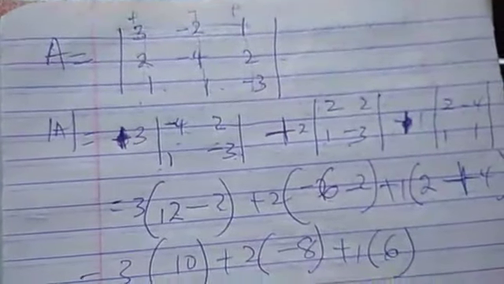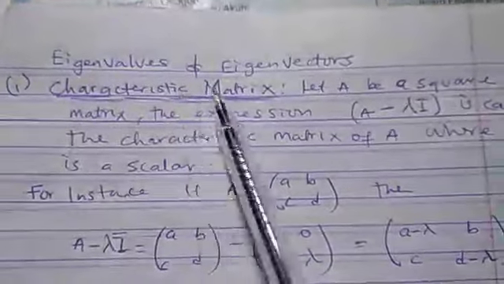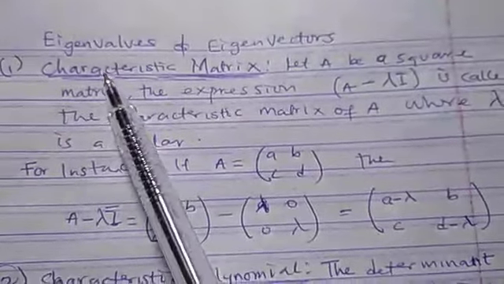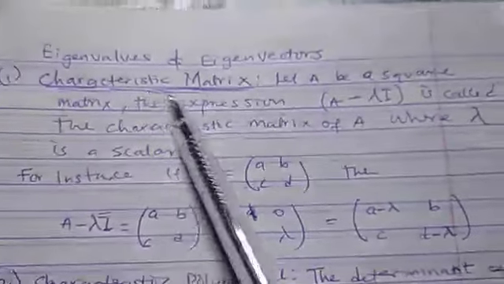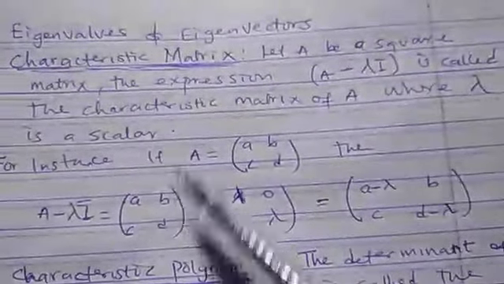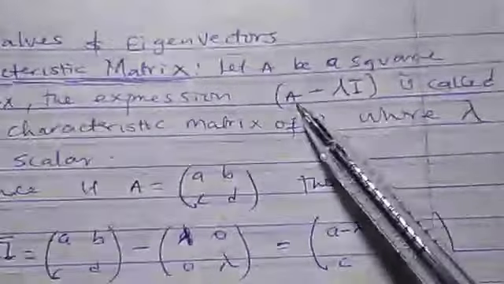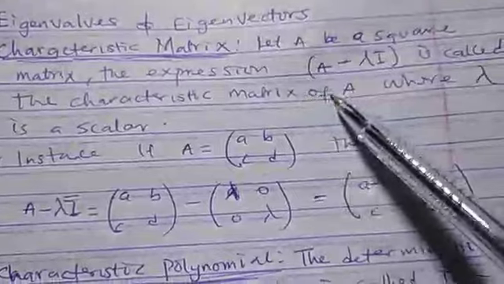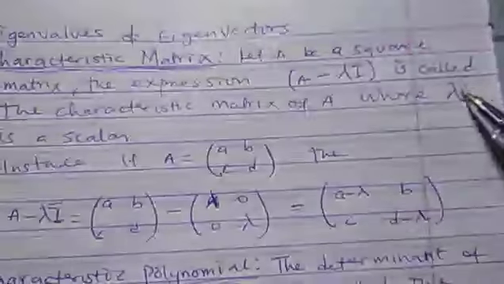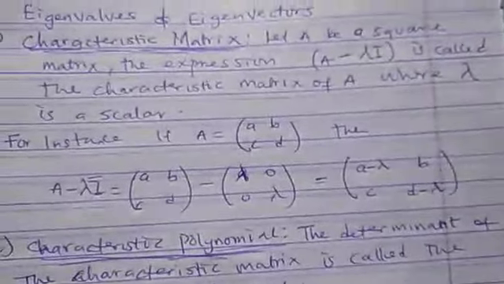Now let us move to eigenvalues and eigenvectors. Consider these definitions. The first one, characteristics matrix. Let A be a square matrix. This is a square matrix. This expression A minus lambda I, we call it the characteristics matrix of matrix A, where this lambda is a scalar, that is a number, it's a constant. That is the meaning. So this expression is what we call characteristics matrix, A minus lambda I.